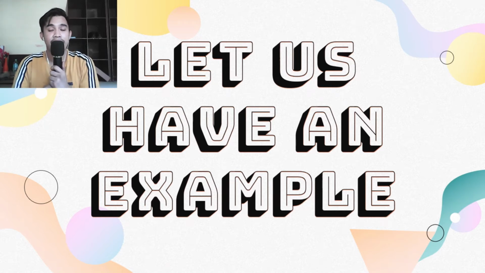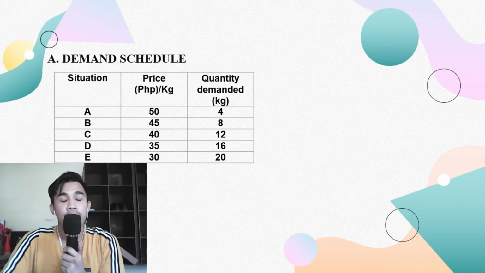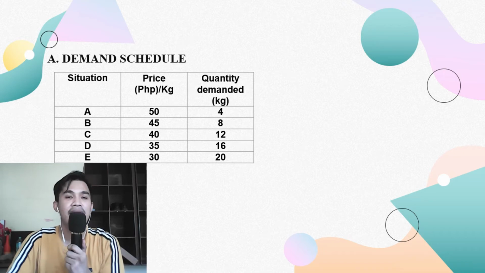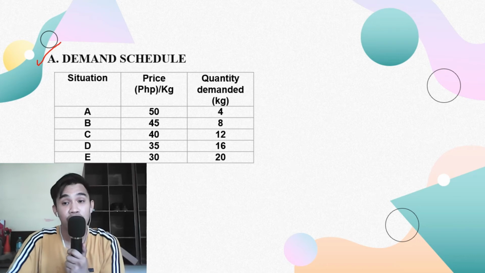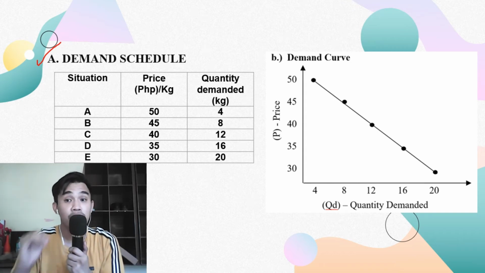So let us have an example. Let's say we will still use our example a while ago. We have our demand schedule here, with the situation, the price, and the quantity demanded. And out of this demand schedule, we have to graph it so that we could create our demand curve. So what will our demand curve look like? It will look like that. I assume that you already know how to plot the coordinates, or how you're going to graph the demand curve, so I will not delve deep into that.